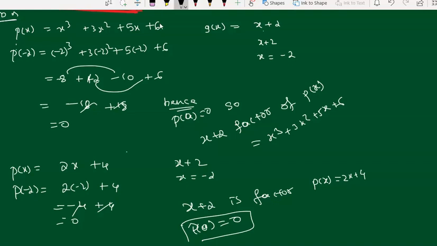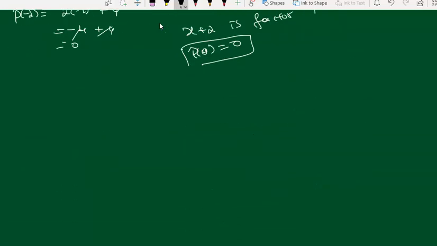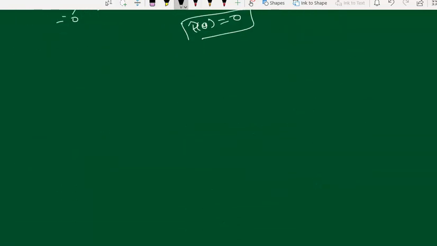Let's take one more problem here, so that you will get some more idea. This is one more type of problem they can ask you. Find the value of k.